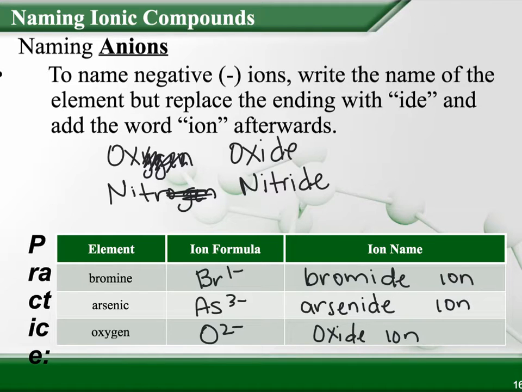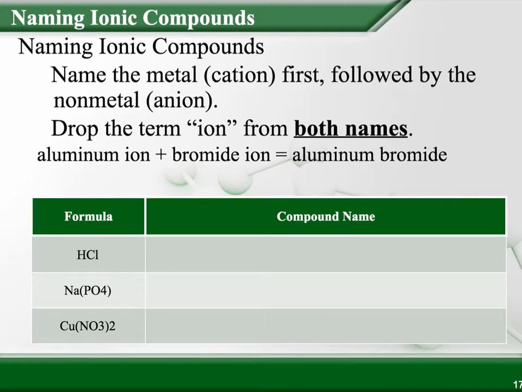But remember, if it's a polyatomic, we do not change its name. We just write down the name listed on the back of our periodic table. Now we get to put it all together and write the name of the ionic compound. When we do that, we've got to make sure that the metal is first, followed by the nonmetal, and we are not going to write the word ion for either of them. In our example, aluminum ion and bromide ion becomes aluminum bromide.